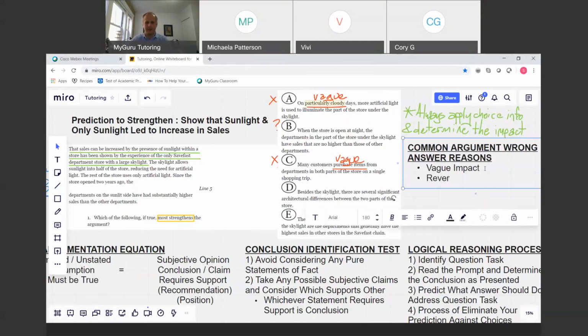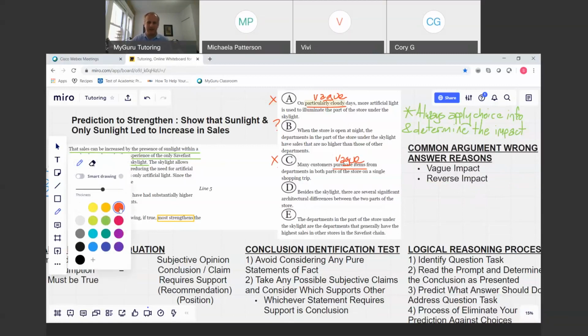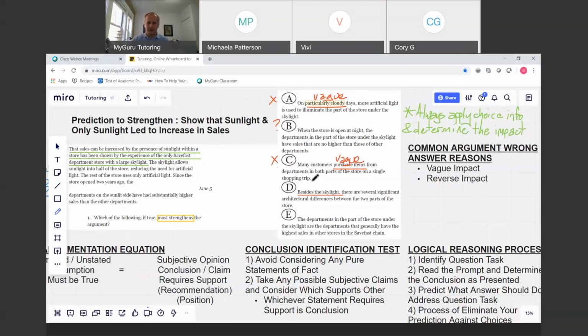So this is another common wrong answer reason. It's a reverse impact. Because this is saying there's actually potentially another thing besides the skylight that could be causing the change in sales. So this is a reversal because it weakens the conclusion. So any questions about D there being basically the opposite of what we're seeking? So same general idea about E.